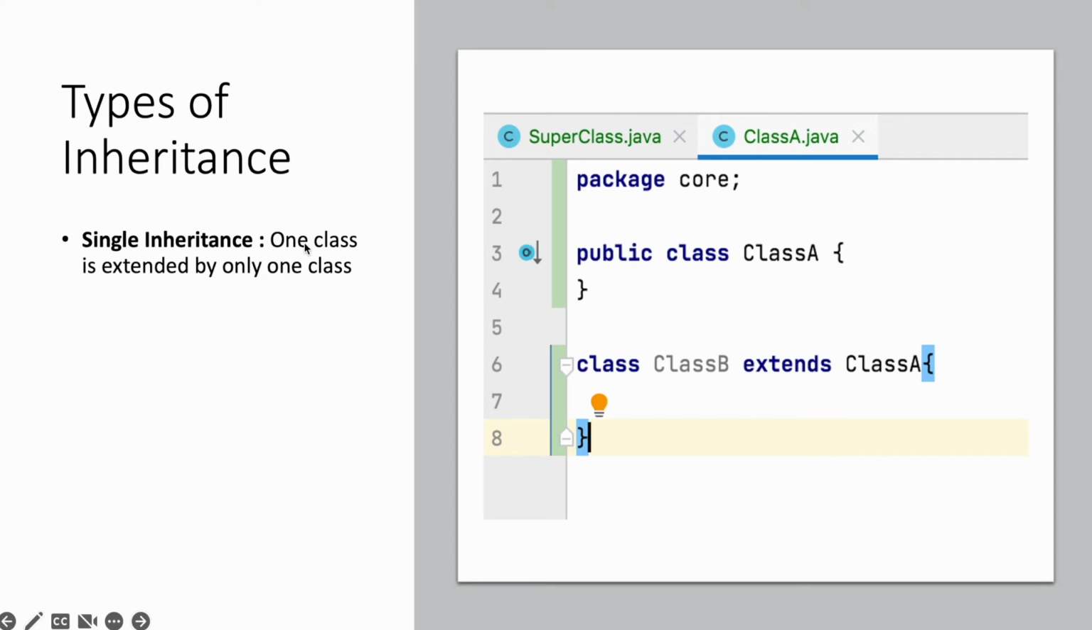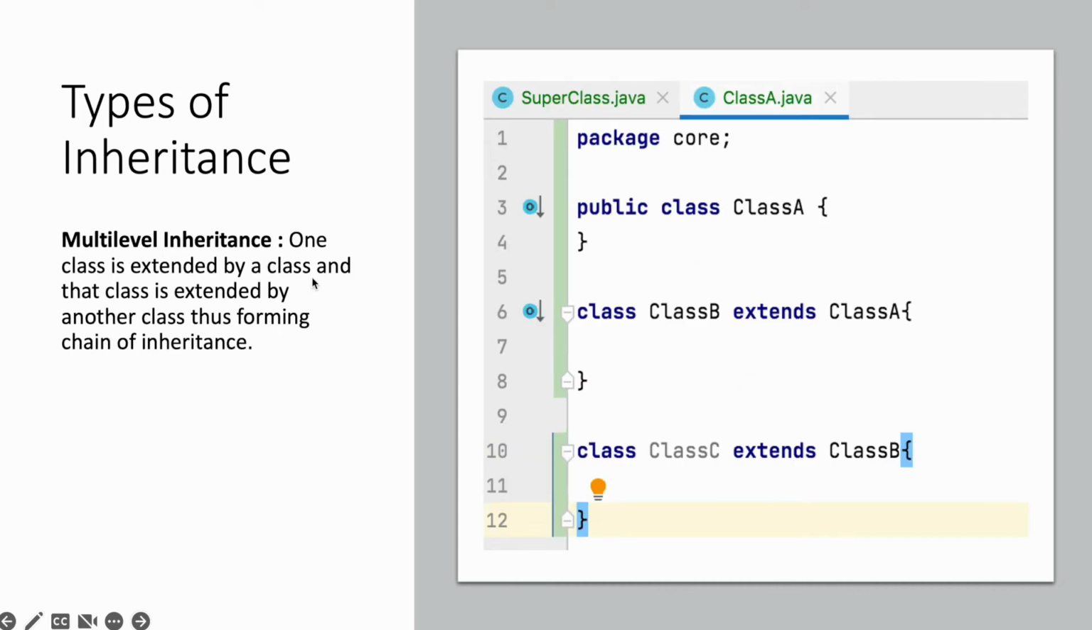then that type of inheritance is called single inheritance. We have a class A, and here we are extending it and creating a subclass of class A. This is called single inheritance. That means one class is extending only one class.